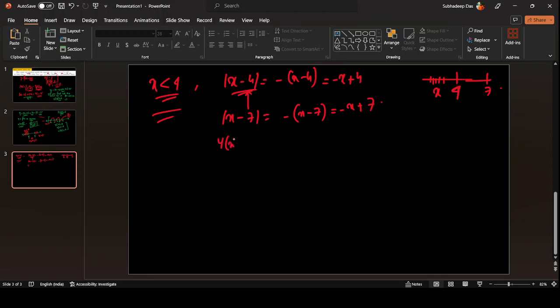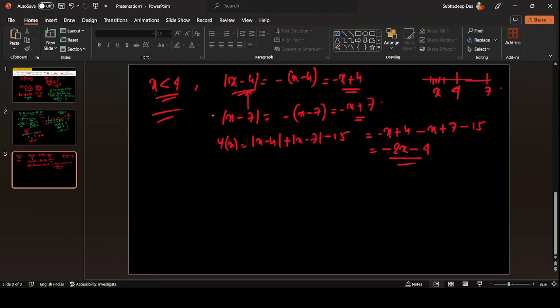So y(x) would be |x − 4| + |x − 7| − 15, that is −x + 4, −x + 7, and −15. So together we get −2x, and 4 + 7 is 11, −15 + 11 is −4.